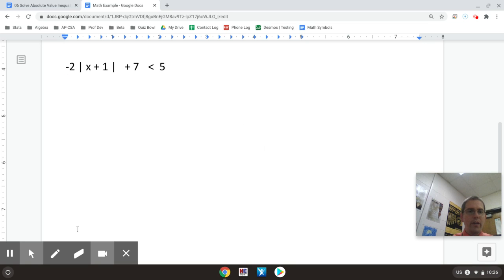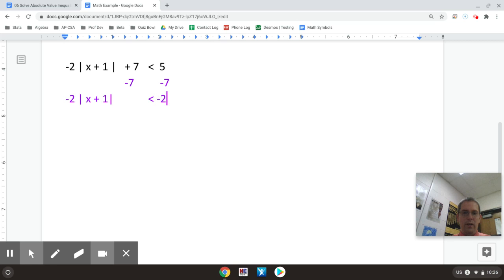Okay, on this example, I'm going to still need to start by getting the absolute value by itself. So I'm going to subtract 7 from both sides. Once I subtract the 7, I still have to bring down the -2 that was in front of that absolute value. It's still an x plus 1 inside the absolute value. The 7, of course, is gone. That leaves you with a -2 on this side.